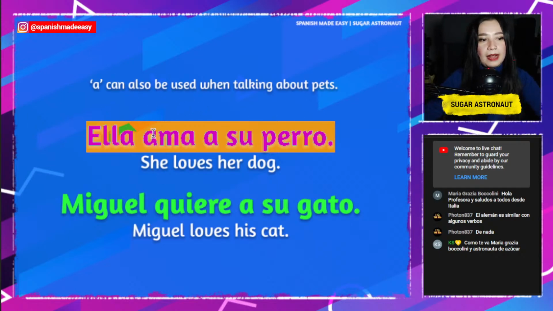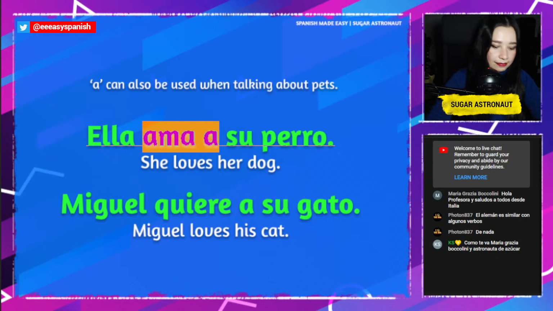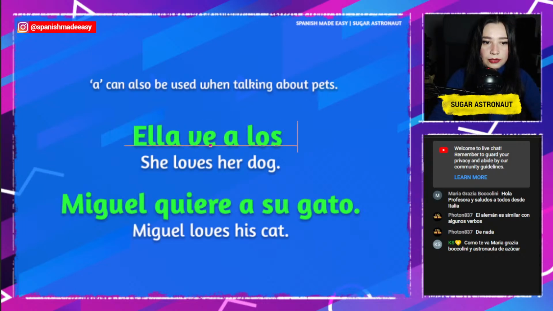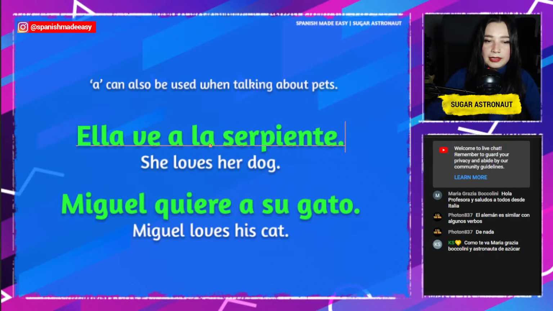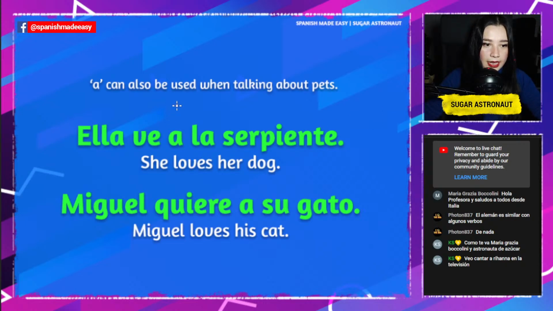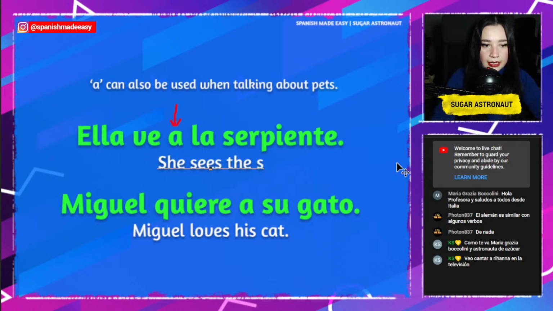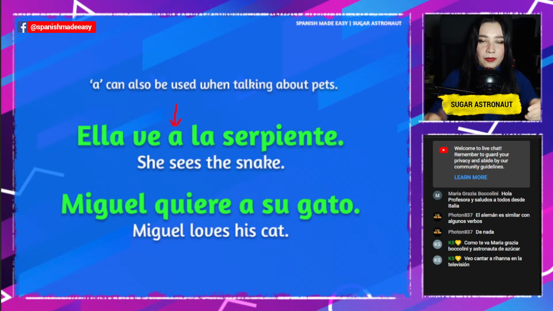For example, I could say, ella ve a los pájaros. What other animal can we use? Let's use snake. Why not? Ella ve a la serpiente. So we're using a right here. The translation is she sees the snake. Maybe the snake is approaching. Who knows? That's scary. But we're using a.